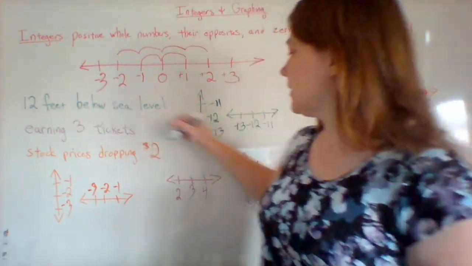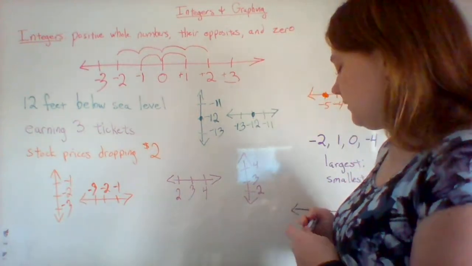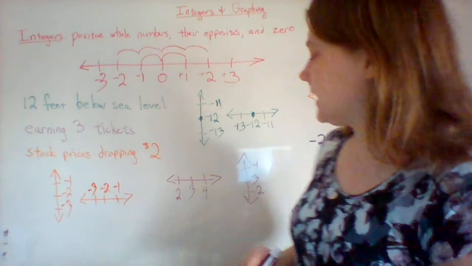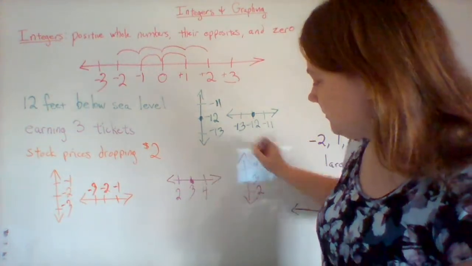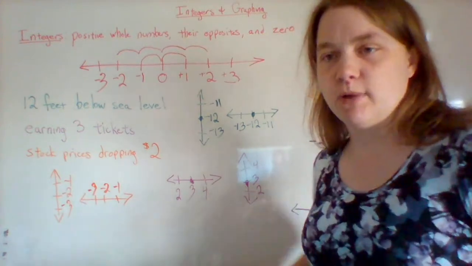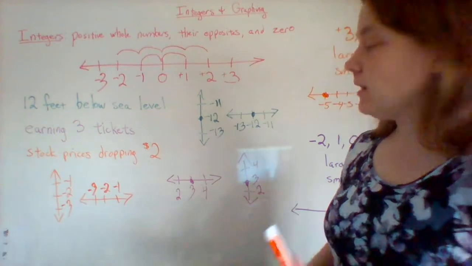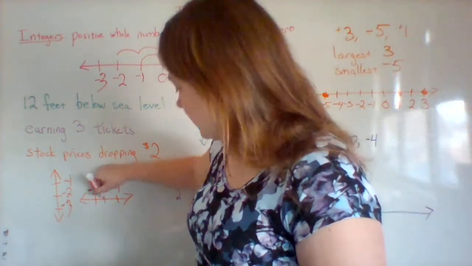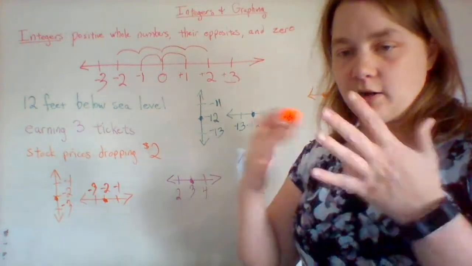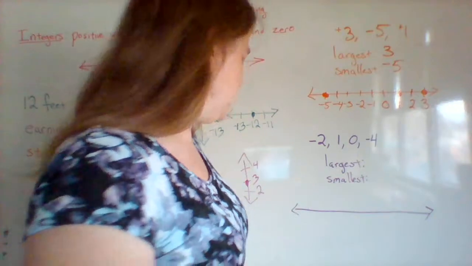So 12 feet below sea level, -12, -12. I'm not redoing the entire video because I forgot to do dots. Earning 3 tickets, that's $3, or 3 and 3. It doesn't have to be dollars. Dollars just help you remember positive, negative. Orange marker. And then stock price is dropping $2 is -2, -2. There we go. We've got all our fancy dots on there now. It's actually very important to do. Don't forget to do that.